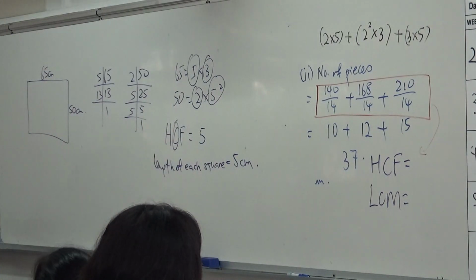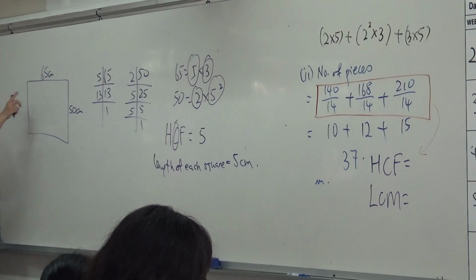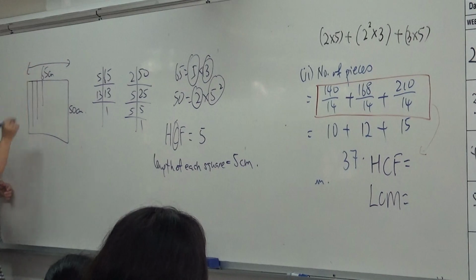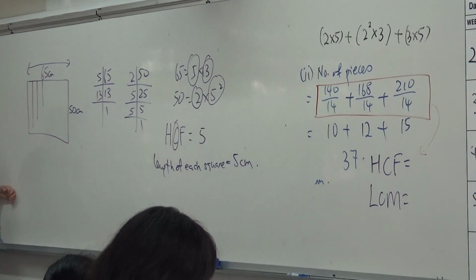So what did they say? How many squares can we cut all together? Now, can you tell me how many squares on this side I can cut? 65 divided by 5, right? Okay. How many squares can I cut here? 50 divided by 5, right?